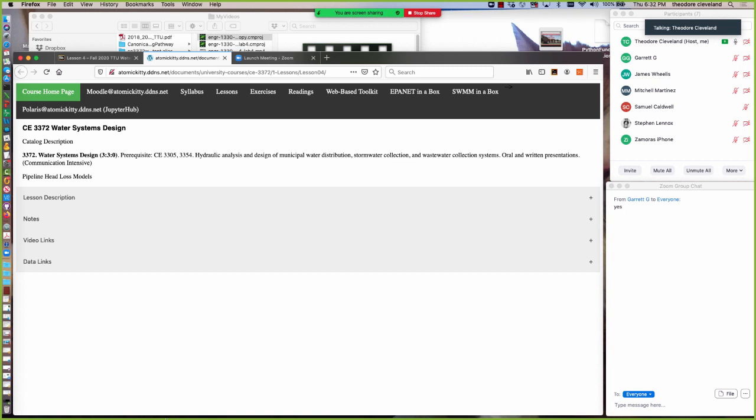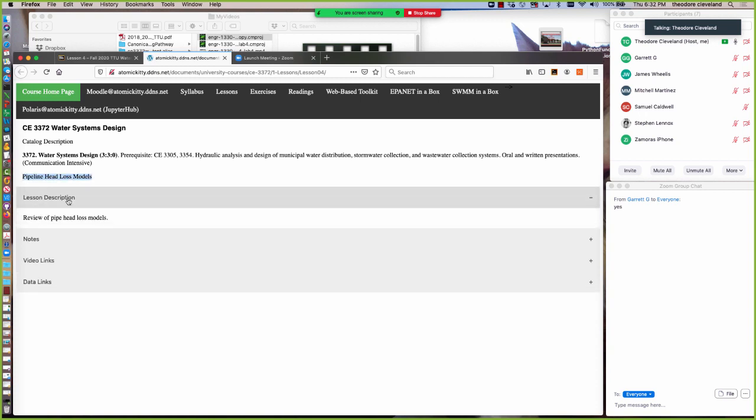Yeah, it is. Okay, so this is lesson 4, and I've entitled it Pipeline Head Loss Models, and we're going to review pipeline head loss models. These are the models used to compute the losses in pipe and other components of a distribution network. That in turn manifests itself as pressure drops as you move throughout the system, and the information is ultimately combined to assure that the proper pressure in the system is maintained.